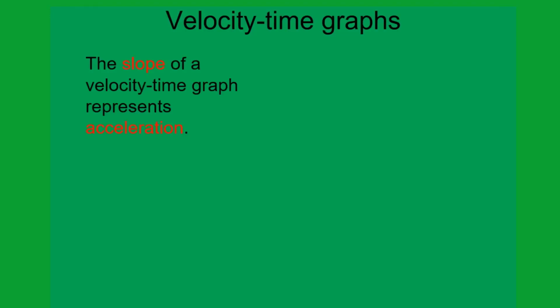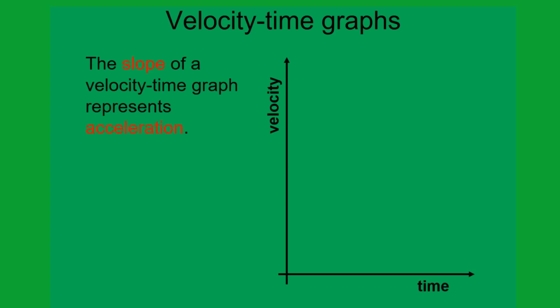Now velocity time graph. The slope of the velocity time graph represents acceleration, because we know acceleration equals change in velocity divided by time. If the velocity time graph gives a steeper straight line, then it represents high acceleration.